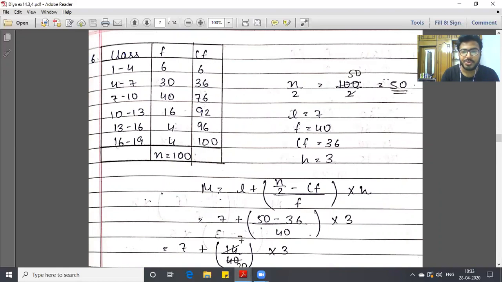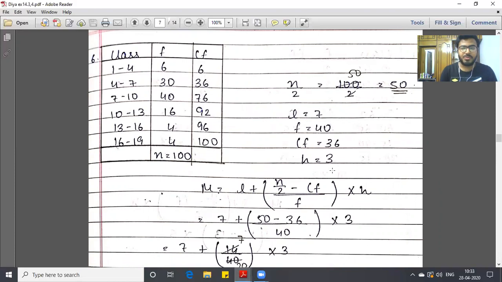So 100 upon 2 is 50. 50 comes in which one? 50 comes inside the 76. So this class 7 to 10 and 40, we have to take 7 as the lower limit, 40 as the frequency, and 36 as the cumulative frequency, the above one. Okay, and n by 2 is 50. h is what? 4 minus 1, that is 3.